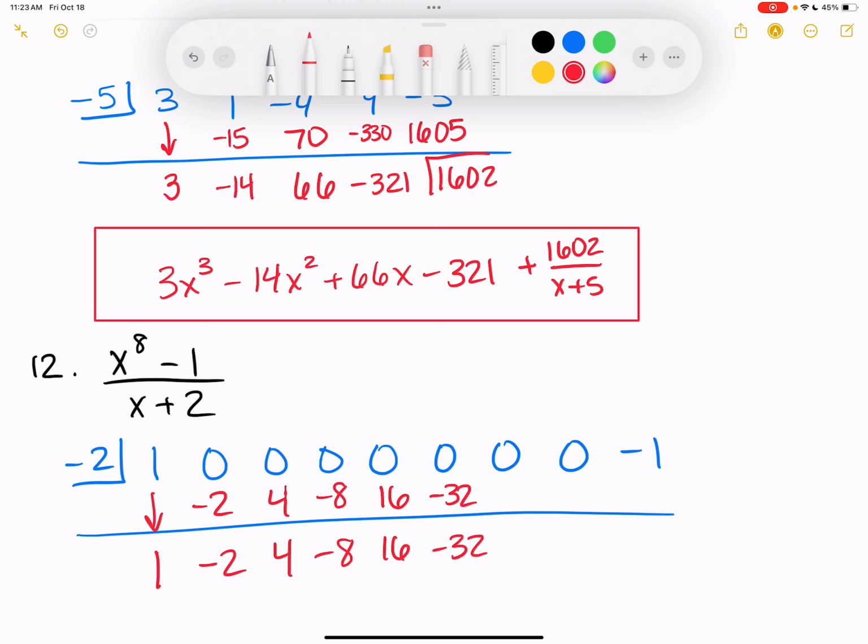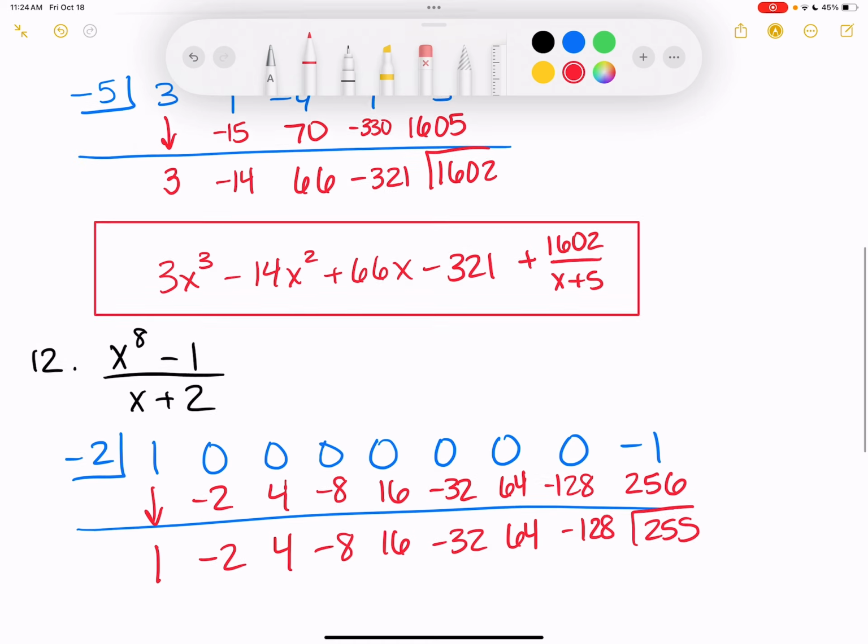Times negative 2 is 64. Times negative 2 is negative 128. Times negative 2 is positive 256. Minus 1 is 255. So that's your remainder.